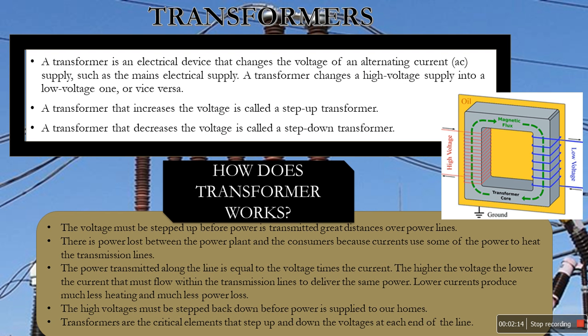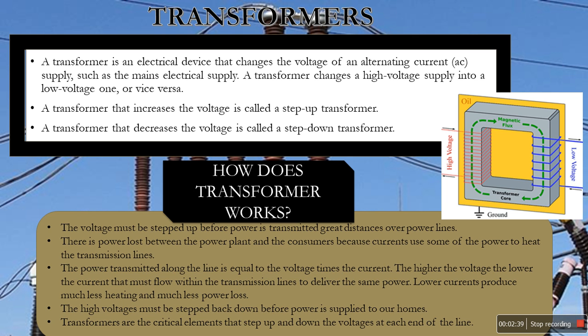Next, the element of the power plant is the transformer. A transformer is an electrical device that changes the voltage of an alternating current AC supply, such as the main electrical supplies. A transformer changes a high voltage supply into a low voltage one, or vice versa.